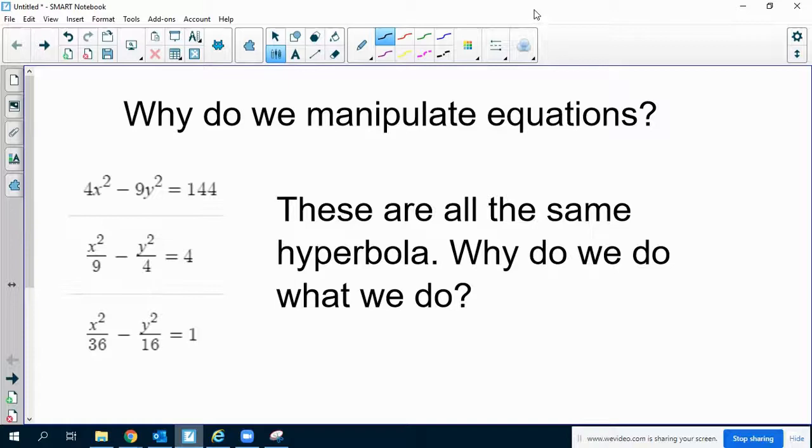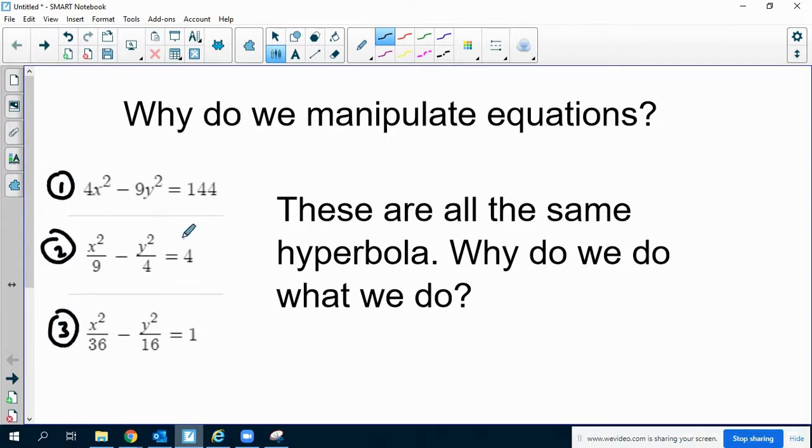A major question that we have to ask ourselves at some point in time when we get going in mathematics is why do we manipulate equations? So if we look at these three here, all three of these equations are actually representing the same hyperbola. So why might we want to look at this in three different ways?